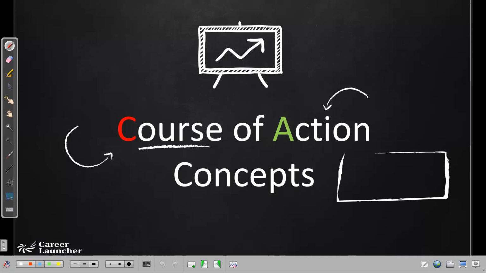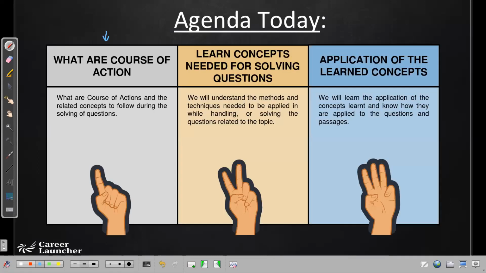So, our agenda today is going to cover what is course of action, learn a few concepts, and do some 15 questions on the concept that we learn. So without much ado, let's get started in terms of understanding what is the course of action, nuances, and the subtleties that we must know in order to tackle the questions.